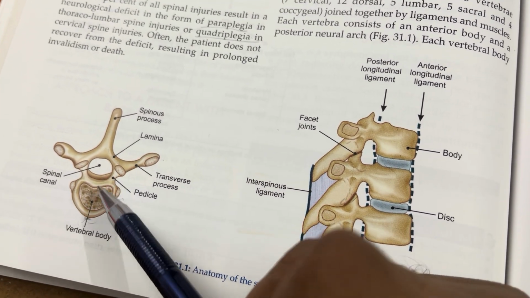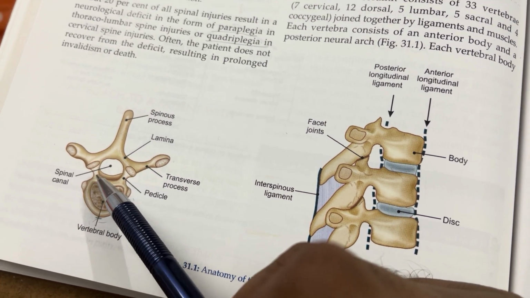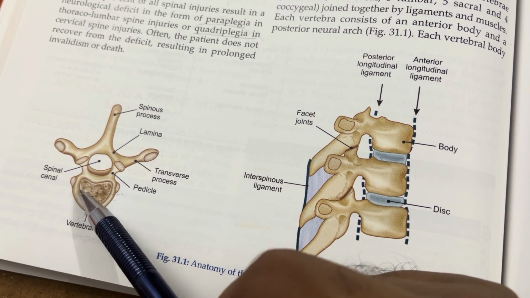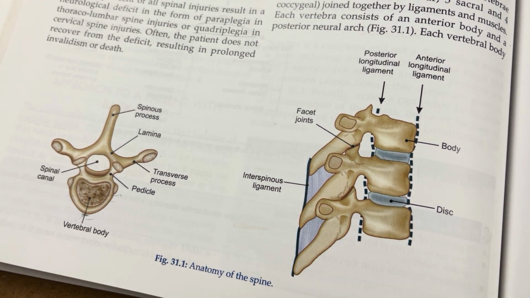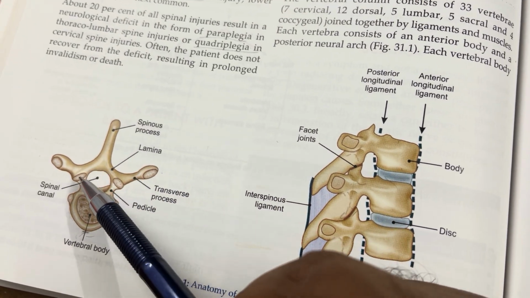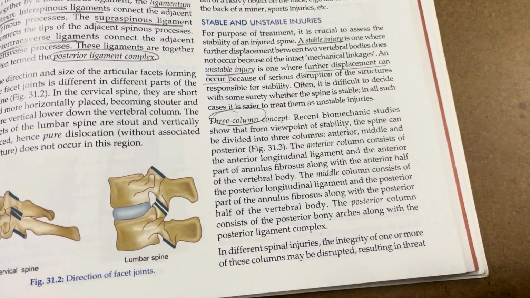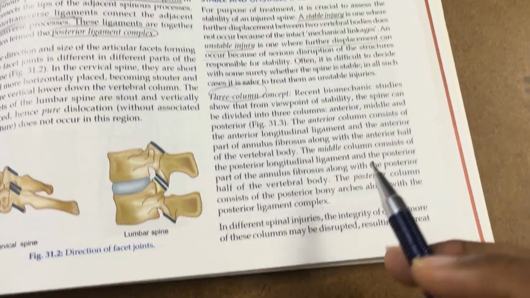So the middle portion is comprised by the posterior half of the vertebral body, the posterior longitudinal ligament, and the posterior part of the annulus fibrosus. Then the posterior column consists of the posterior bony arches along with the posterior ligament complex. So you have the anterior, middle and posterior column. That is the 3-column concept.